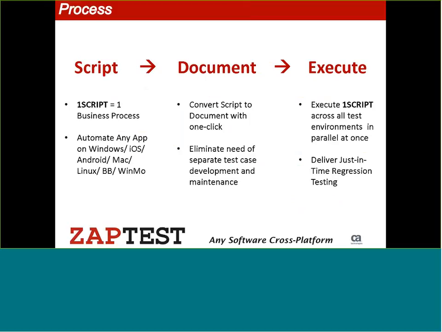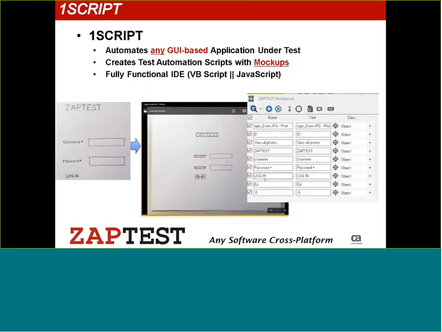So we'll show the process of a script that's already built. Again, the ability to automate any application on Windows and any mobile device, as well as other operating systems, driving the documents into Agile Requirements Designer, and eventually to Agile Central, and then executing those scripts across either on-prem or cloud. So this is just an example of how I can use the OneScript technology to automate any application under test.